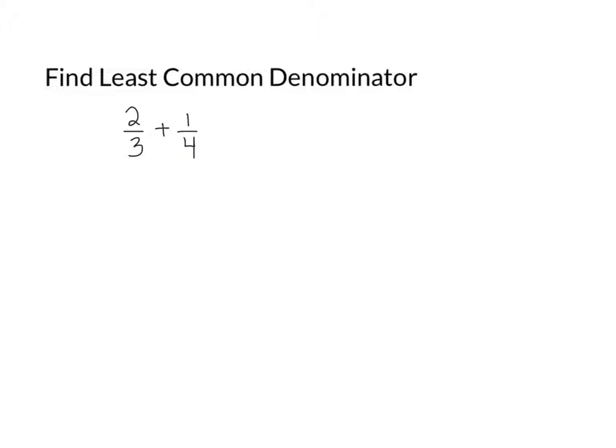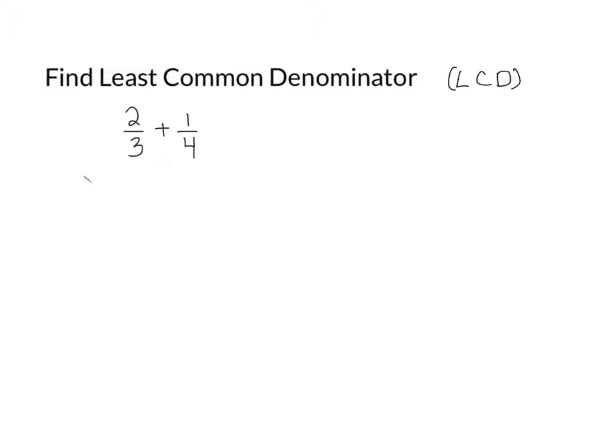So the first thing we need to do before we can add or subtract fractions is to find least common denominators. And sometimes you'll see that written as LCD, which stands for least common denominator. So in order to find the least common denominator, we need to use our multiplication table, and we need to look for multiples of the two denominators. In this case, 3 and 4.